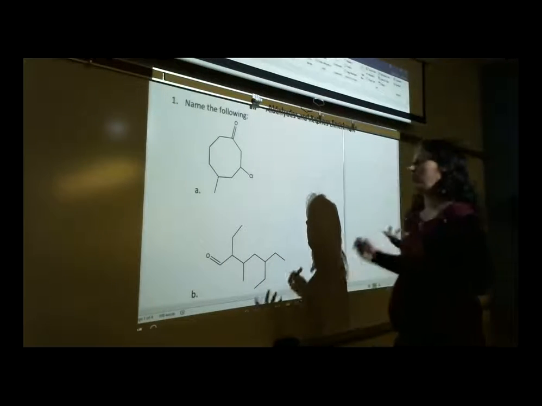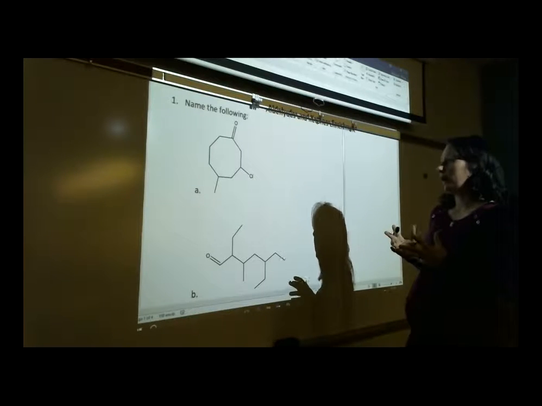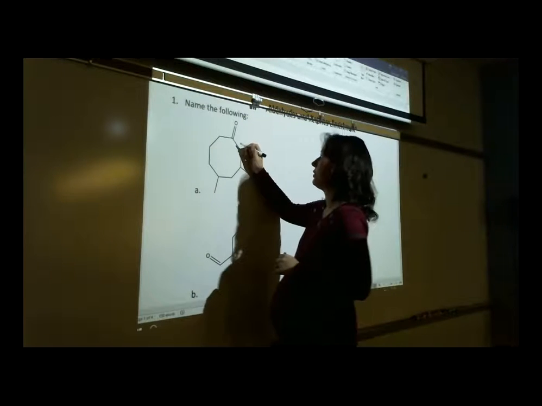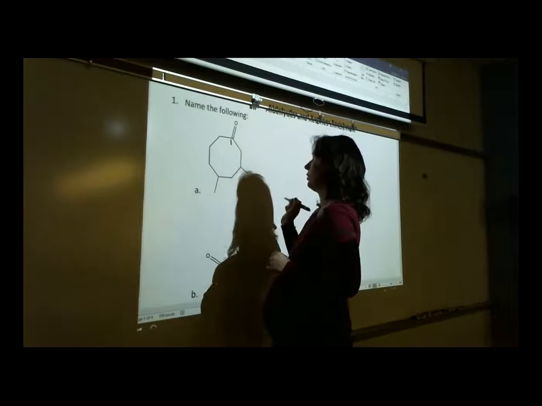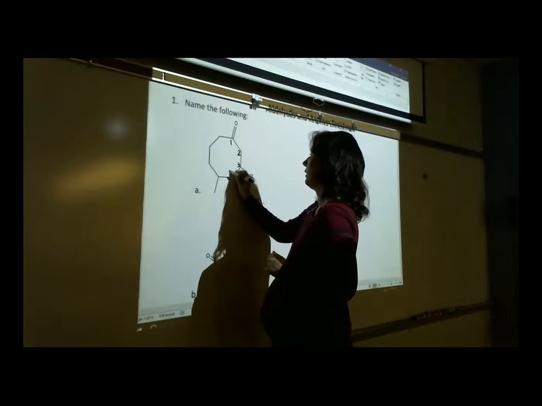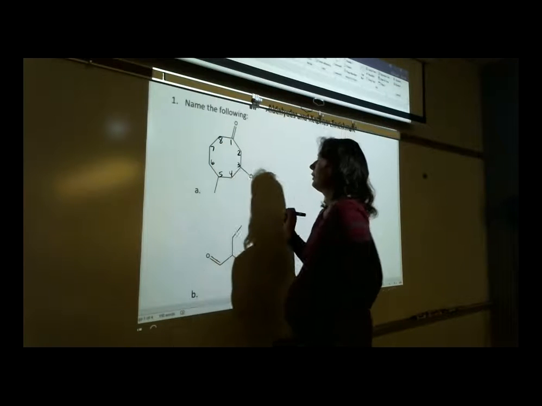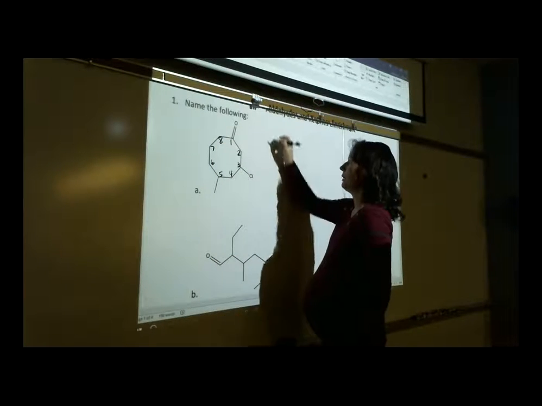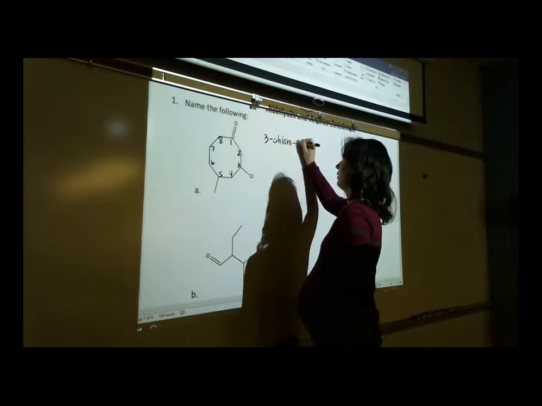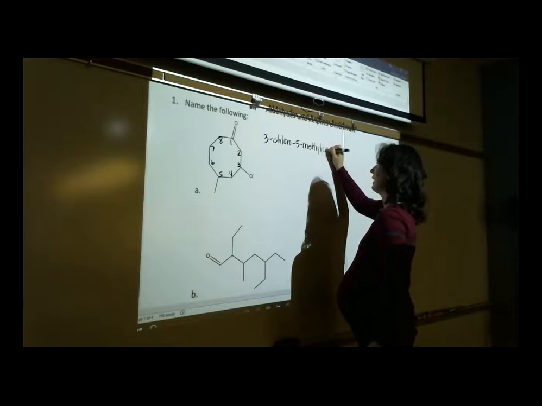So when we're dealing with molecules like this, where is carbon number 1? Right, the carbonyl carbon's number 1, and then are we going to number clockwise or counterclockwise? Clockwise, right? So 1, 2, 3, 4, 5, 6, 7, 8. So this would be what? 3-chloro, 5-methyl, cyclooctanone, right?